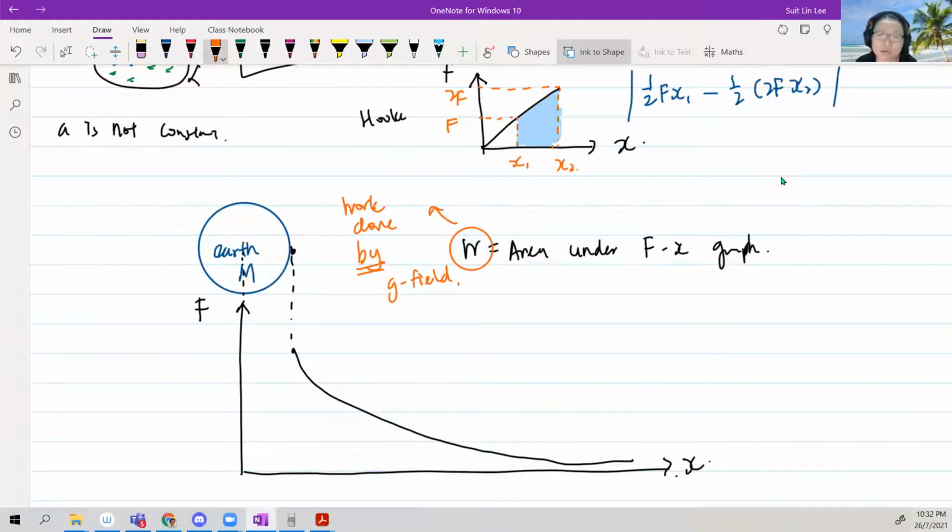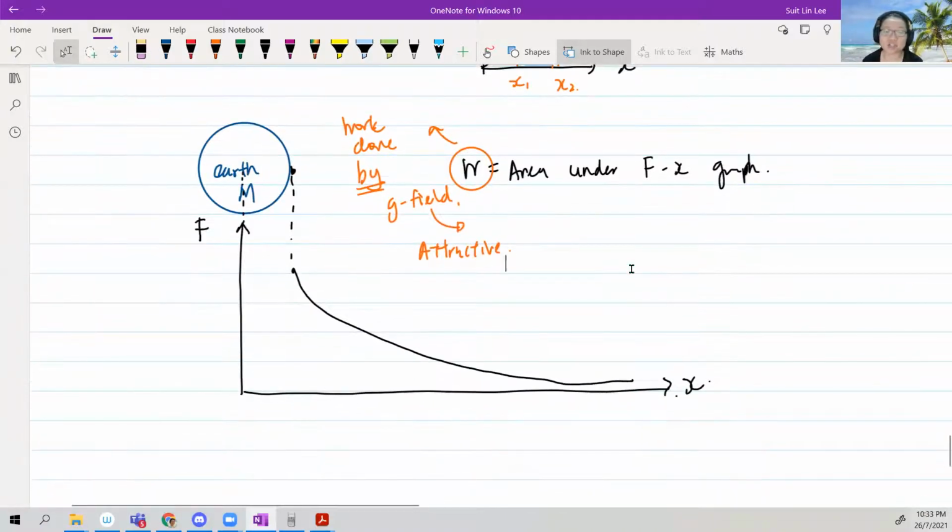Because who are we studying? Who's our main character in this whole story? Gravitational field, teacher. We look at the force, we look at the field, all about the gravitational field. So we are looking at the work done by the gravitational field. So consider the perspective of the gravitational field. The gravitational field here is attractive. It likes to pull things towards it. Okay. So in this case, the work done by the gravitational field is the area under the F-x graph.